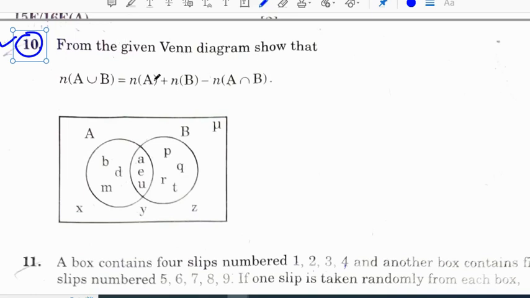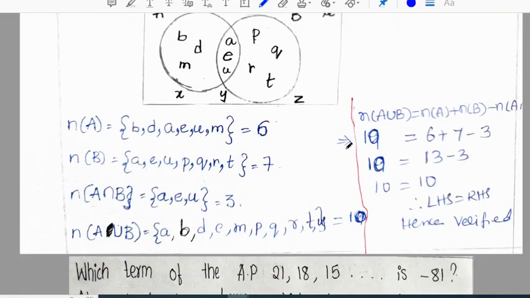From the Venn diagram, show that n of A union B is equal to n of A plus n of B minus n of A intersection B. In the diagram, A is a, b, d, e, u, m and number of elements in A is 6. B is a, u, p, q, r, t and number of elements in B is 7.